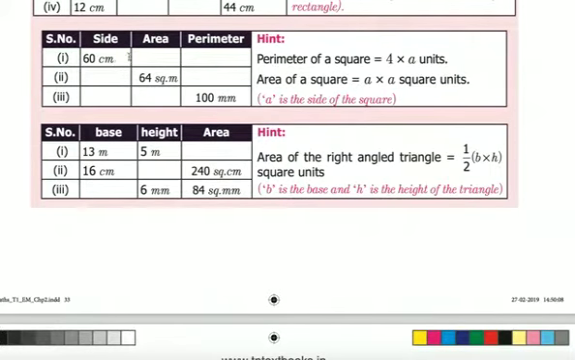Now side is 60. What is the area then? 3600 square cm. You can also write it as cm square, that is your wish. What about perimeter? 240 cm, 4 times the side. Other things you can solve by yourself.